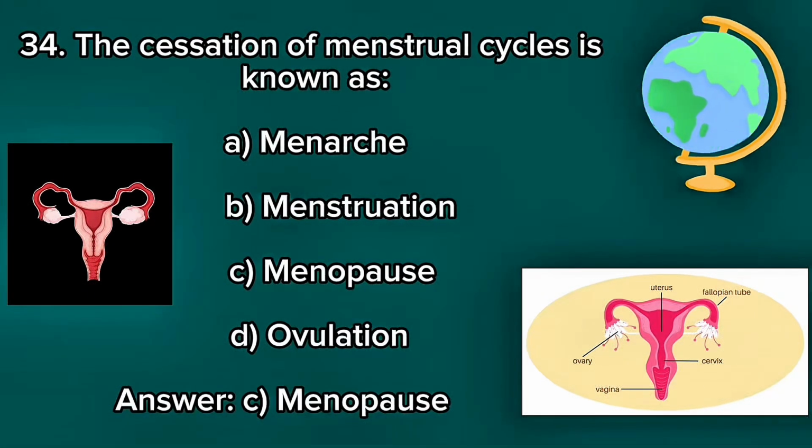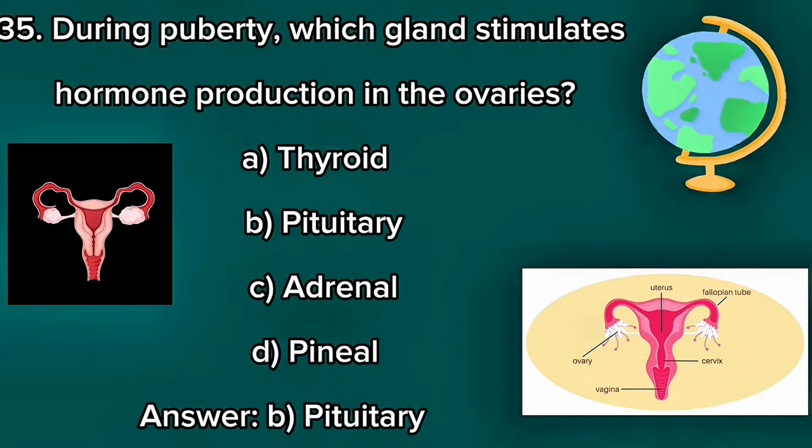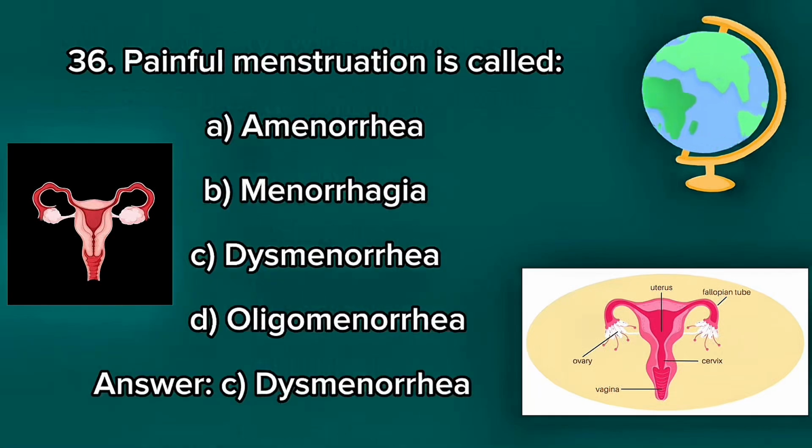The cessation of menstrual cycles is known as A. Menarche, B. Menstruation, C. Menopause, D. Ovulation. Answer, C. Menopause. 35. During puberty, which gland stimulates hormone production in the ovaries? A. Thyroid, B. Pituitary, C. Adrenal, D. Pineal. Answer, B. Pituitary.